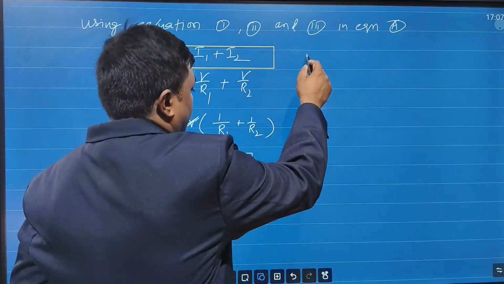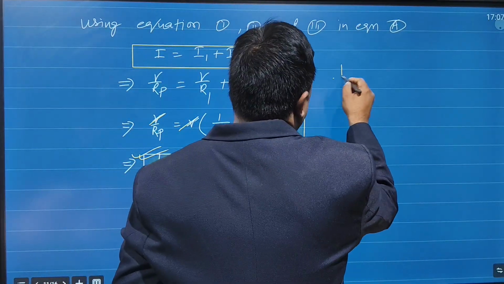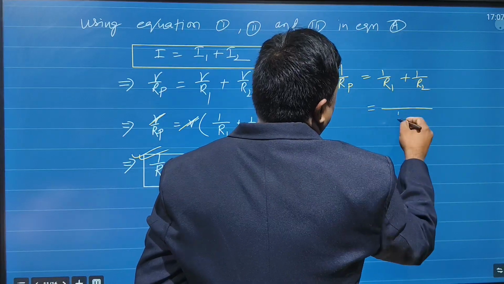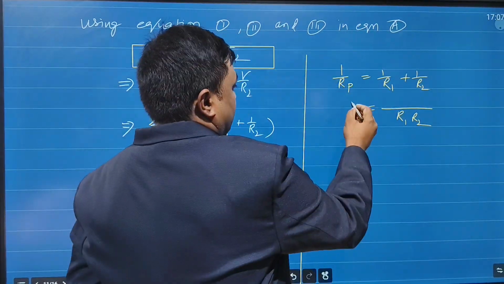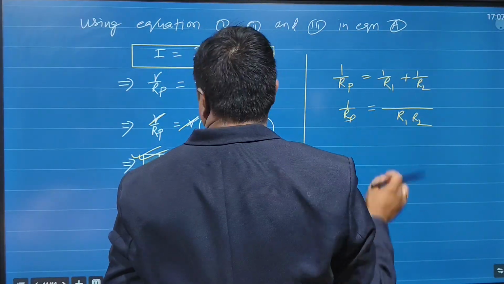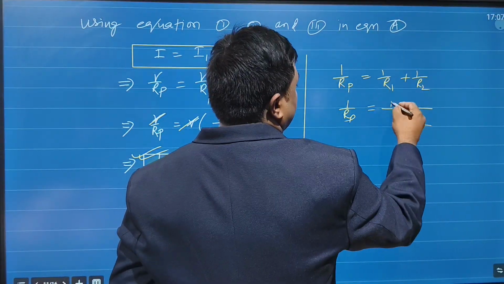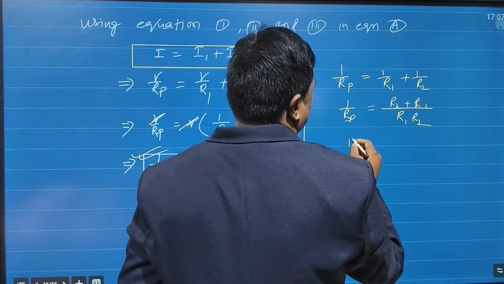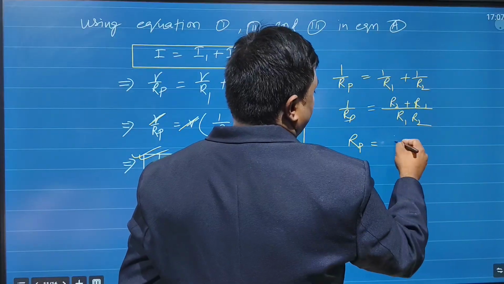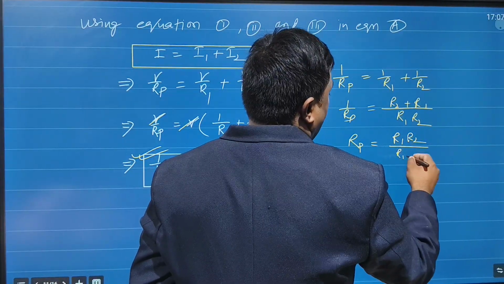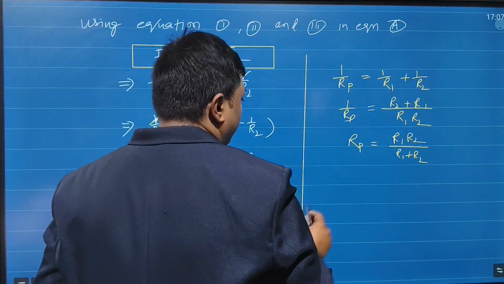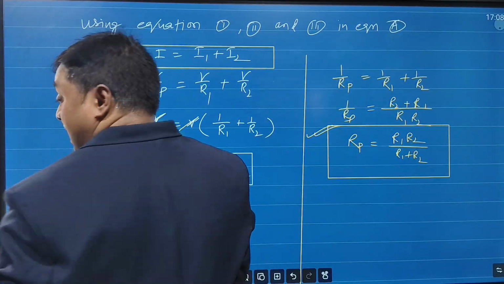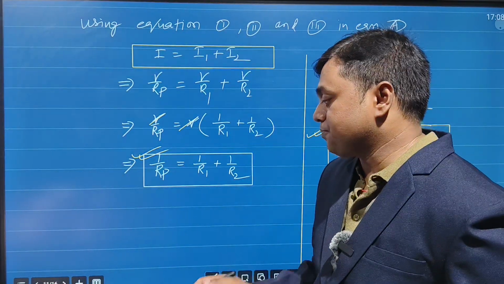Is it clear? You can further solve this one. As we got, 1 by Rp is equal to 1 by R1 plus 1 by R2. Take the LCM. LCM is R1 R2. So this LCM divided by R1 you get R1 cancel. So R2 into 1. This is R2 plus this divided by this R2 gets cancelled. So R1 into 1 is R1. So Rp is what? Let's take the reciprocal. R1 into R2 divided by R1 plus R2. One point you have to remember: equivalent resistance in parallel, whatever we are getting, will always be less than R1 or R2. Is it clear?